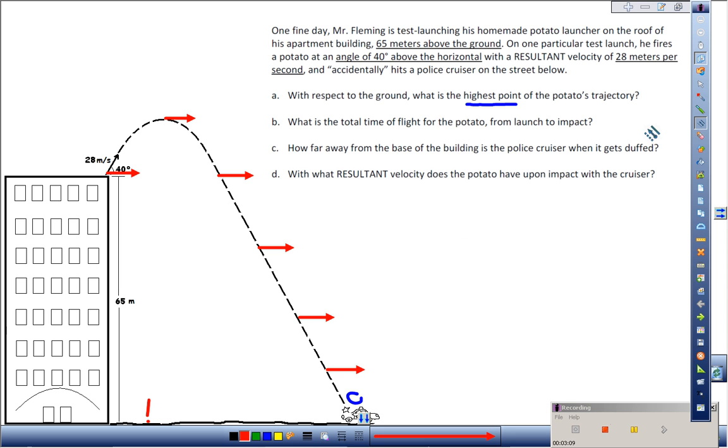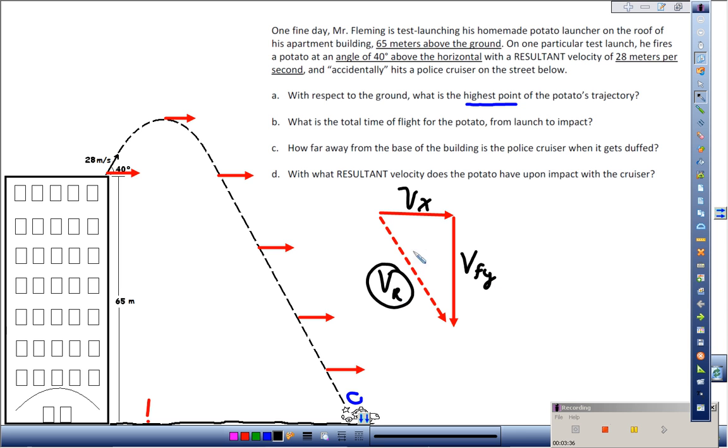And then the last question wants to know, with what resultant velocity does the potato make impact with the police cruiser? Remember, resultant means it is a combination of some horizontal and some vertical components, the resultant of which is drawn from the tail of the first to the tip of the last. So, in other words, if we know this value, and if we know this final value in the vertical direction, then we can solve for this guy right here using the Pythagorean theorem. It's the same way we've done it. Okay, so we'll start with part A.